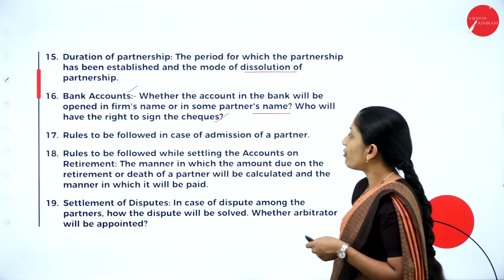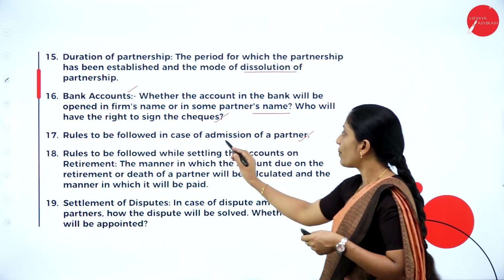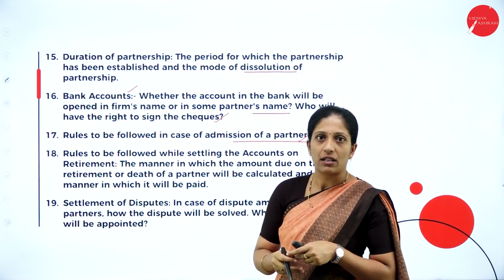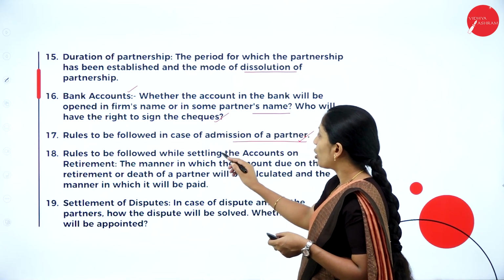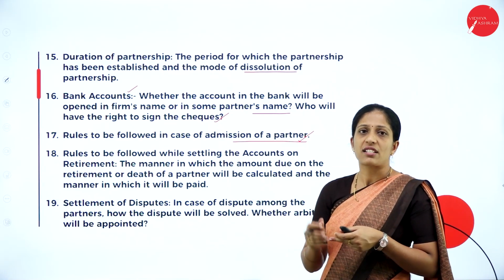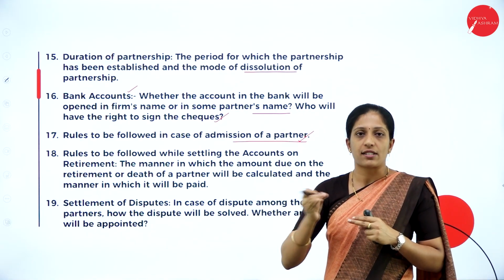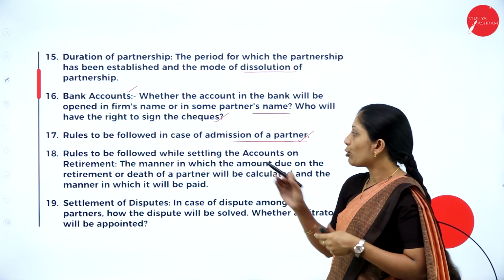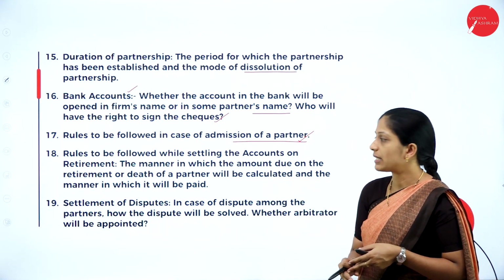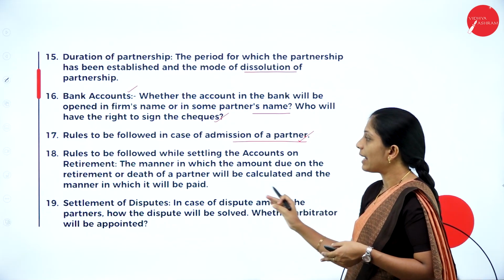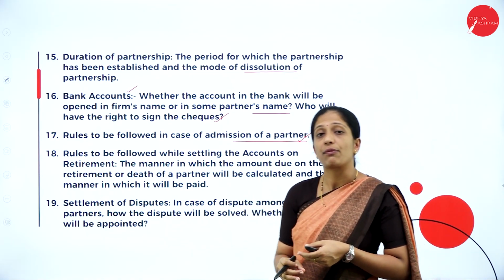Rules to be followed in case of admission of a partner. So, when a new partner gets admitted into the partnership firm, what are the rules they have to follow? Rules to be followed while settling the accounts on retirement. Suppose a partner leaves the existing partnership firm, then what are the rules to be followed? The manner in which the amount due on retirement or death of a partner will be calculated and the manner in which it will be paid.